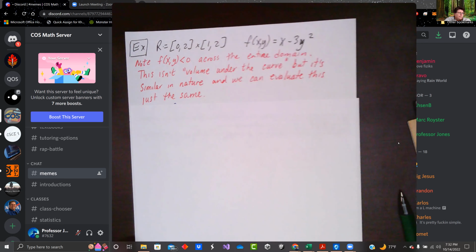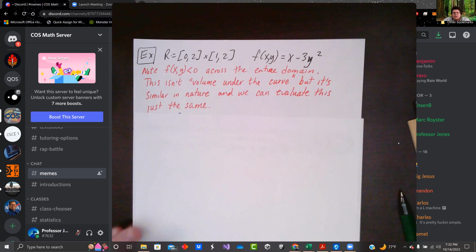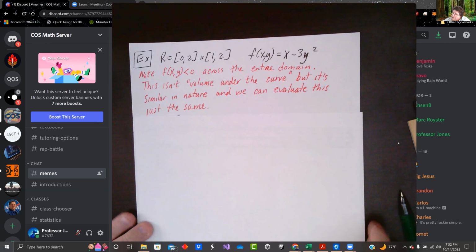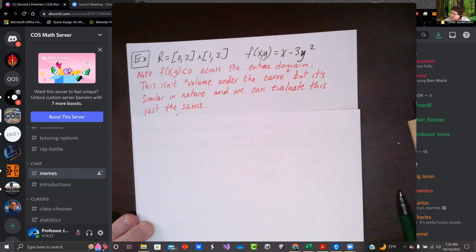Let's take a look at another one. So we've got some region. x is from 0 to 2. y is from 1 to 2. f of x, y is x minus 3y squared. I did want to note that f of x, y is less than 0 across the entire domain. So we are going to end up with a negative value. It isn't volume per se, because volume isn't negative, but it's similar in nature, and so we can evaluate it just the same. Just don't think of it as volume.